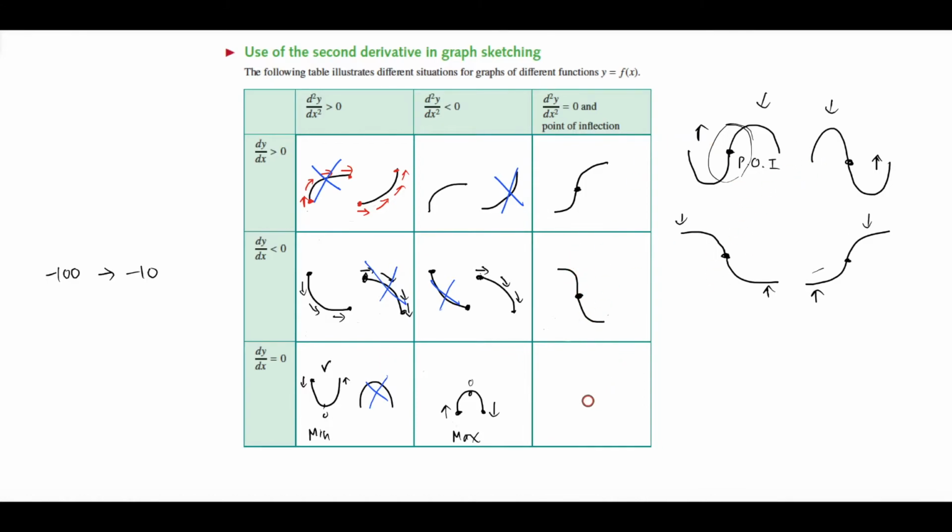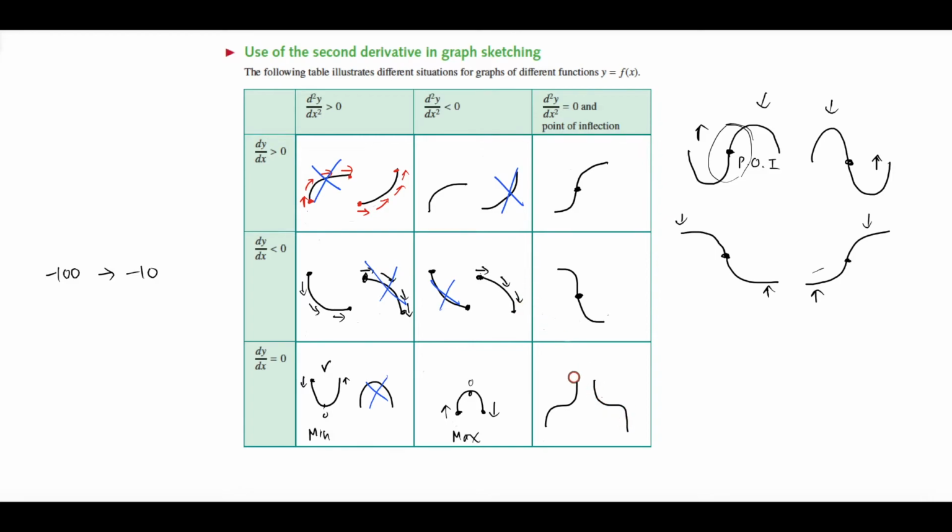Now let's look at the last cell. dy/dx equals 0, so we actually have a flat point. It can't be any of these because the gradient is positive here and negative here, it's not 0. So what does that leave us? Well, if the gradient is flat, that means it's either a min or a max, right? But remember, there's another type of stationary point, and it is your stationary point of inflection, the ones that look like this, right?